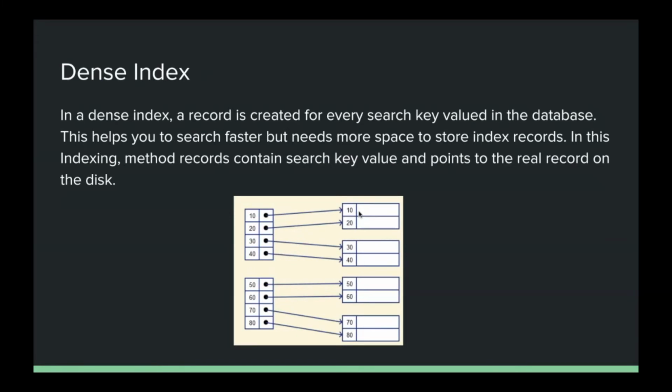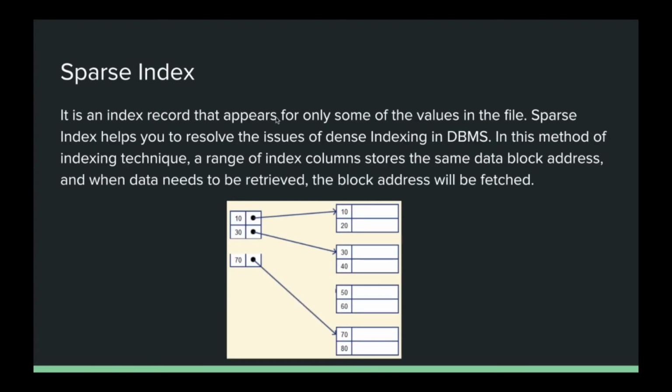The only difference between a dense index and a sparse index is this. In the sparse index, you are not keeping the address of all the locations. You are just keeping 10, 20, 30, and from there you work out, okay, if I have to go to 11, what do I need to do? That is just a memory-efficient approach. If you see this, it appears only for some of the values. As you can see, 10 is there, 30 is there, 70 is there.